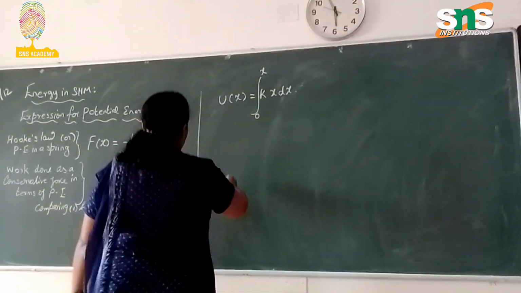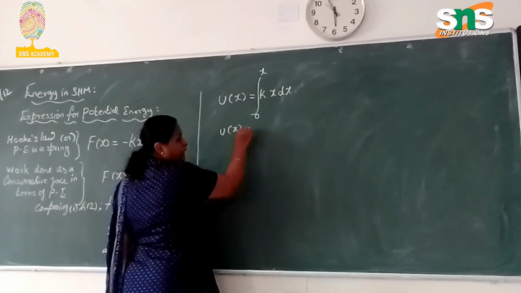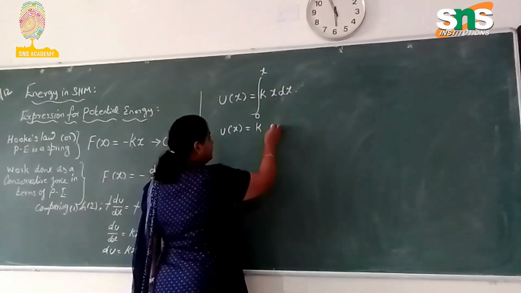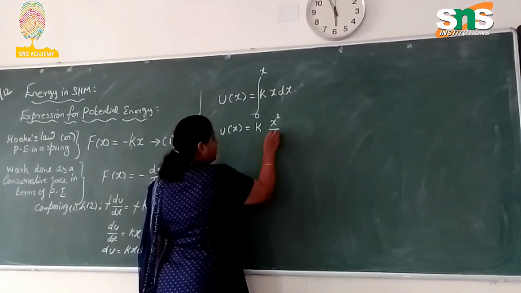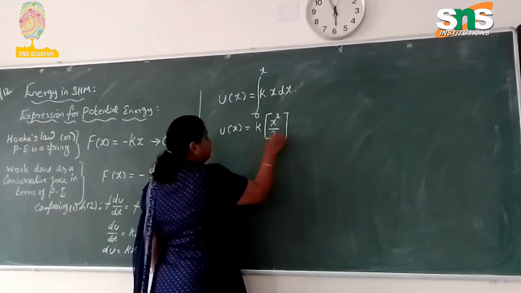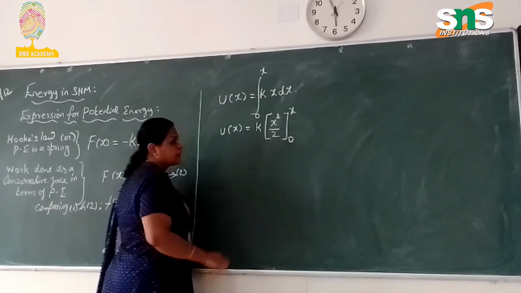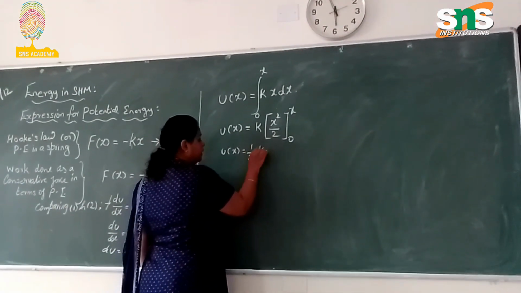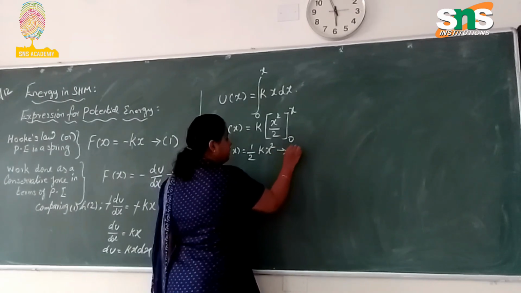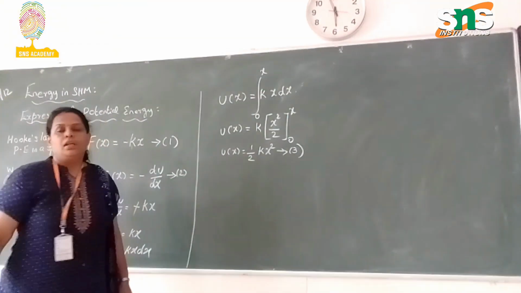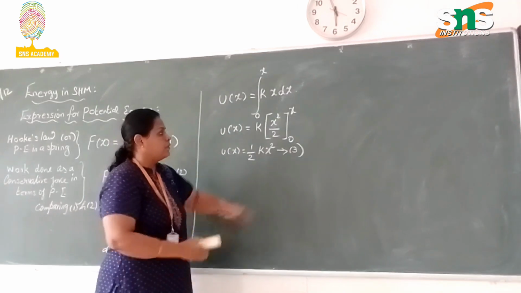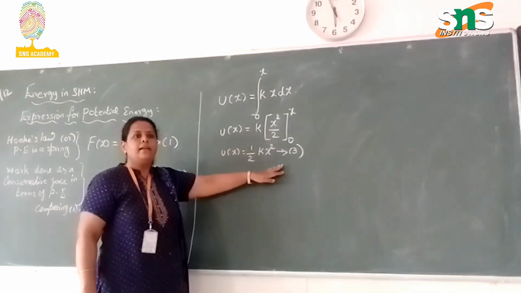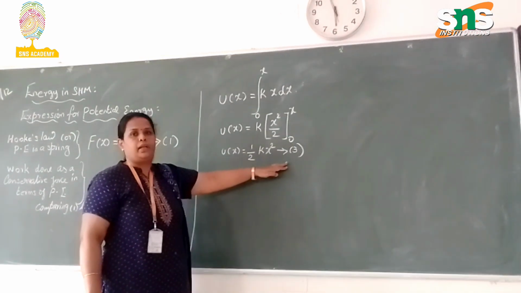Now u of x will be, since k is constant, I am taking it outside. If I integrate x, it will turn into x squared by 2 within the limit 0 to x. So u of x equal to 1 by 2 into kx squared. That will be my third equation. The lower limit 0 gives 0 squared, so since it's meaningless, I am avoiding that. I am writing the x squared term alone, the upper limit alone. Okay.